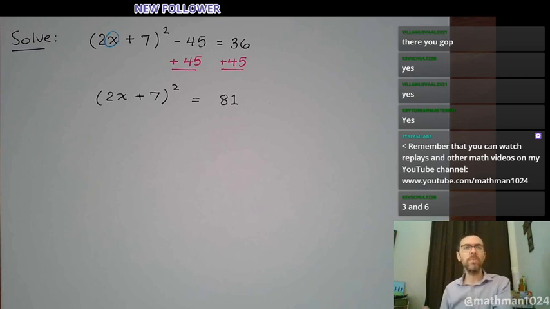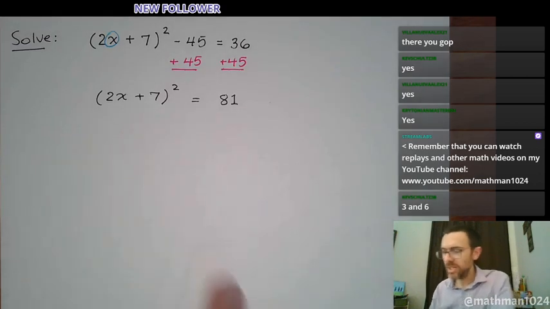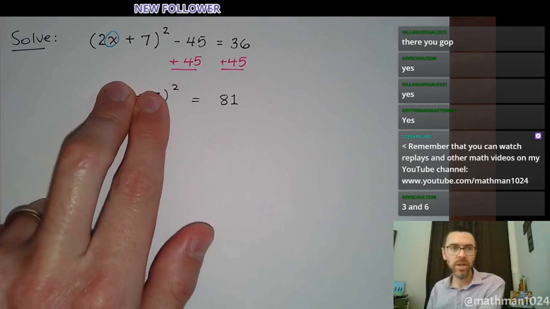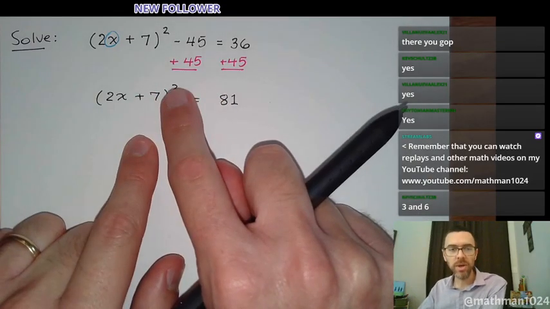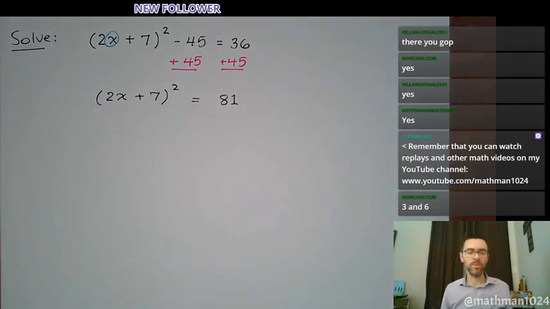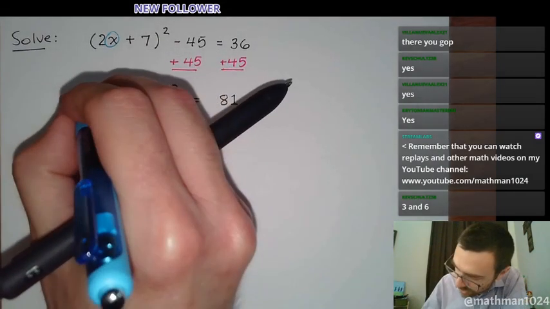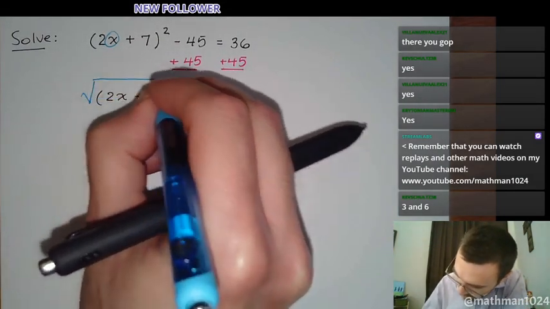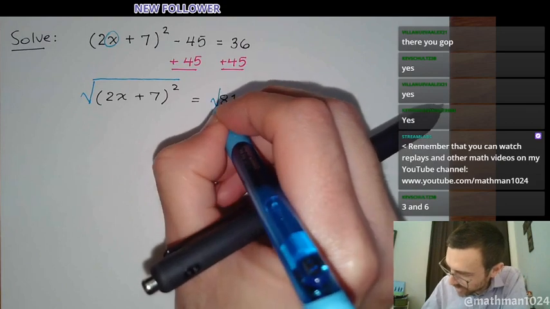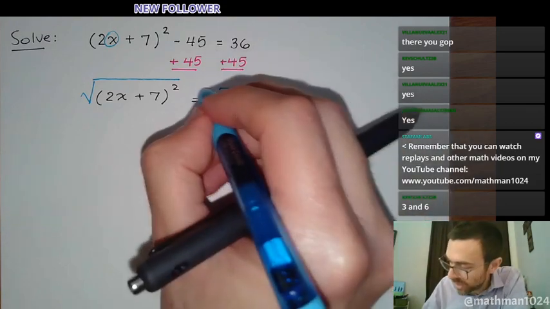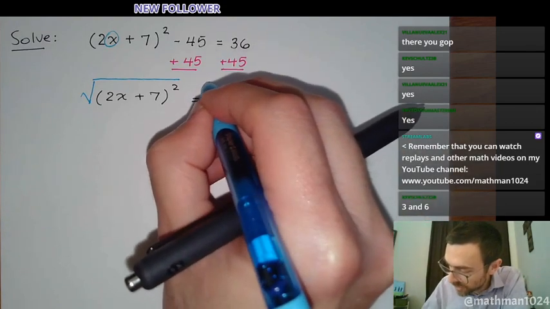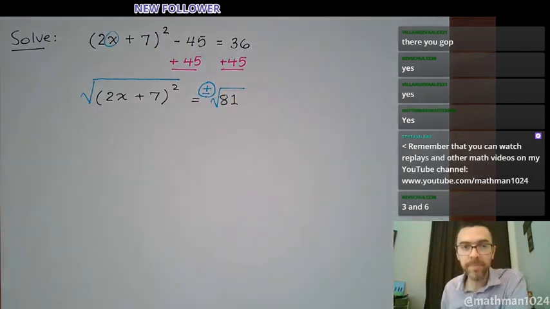Now that you've got your square by itself, right? It doesn't even really matter what's inside here. Your job is to get rid of the square. And to undo the square, you have to use the square root property. So let's take the square root of both sides. Remembering that when we do that, again, there's going to be the plus or minus that comes out, like that.